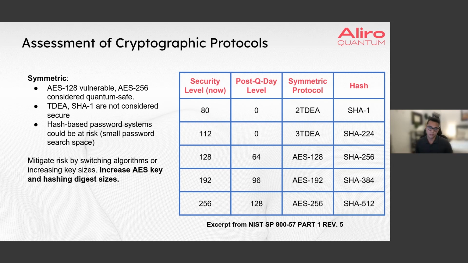So effectively, let's say AES-128, for example. Right now, its security level is 128, but after Q-Day, because of Grover's algorithm, its post-Q-Day security level is 64. But if we want to maintain that 128 security level, we just have to double our key size. So that's a somewhat easier way of mitigating the quantum threat than it is for asymmetric encryption.